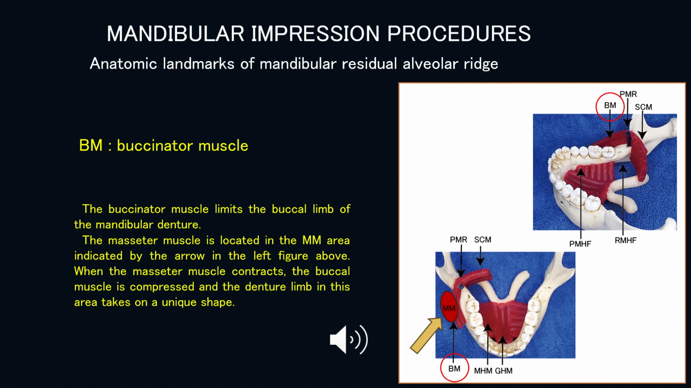Buccinator muscle. The position of the buccal muscle is indicated by the red circle in the figure on the right. The buccinator muscle limits the buccal limb of the mandibular denture. The masseter muscle is located in the area indicated by the arrow in the left figure above. When the masseter muscle contracts, the buccal muscle is compressed and the denture limb in this area takes on a unique shape.